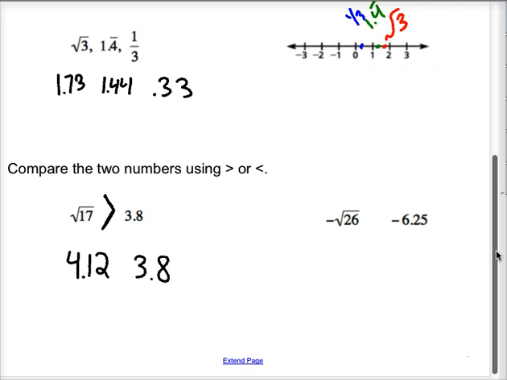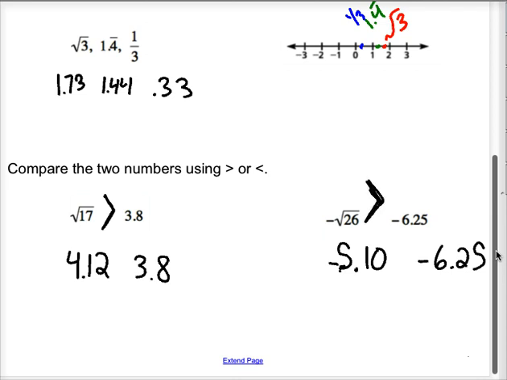Next one, same thing. I'm going to put negative square root of 26 in my calculator. That's going to give me negative 5.10 when I round it off, compared to negative 6.25. All right, now, tricky thing here. Both of these numbers are negative, okay? And so you have to think the greater one, when you're dealing with two negatives, the greater one is the one that's closer to 0. The one that's closer to 0 is at negative 5.10.